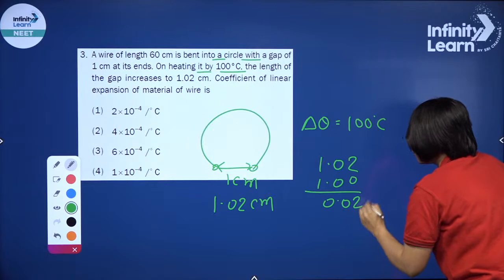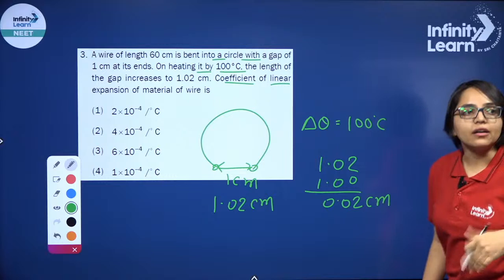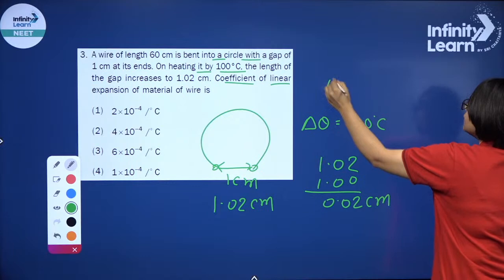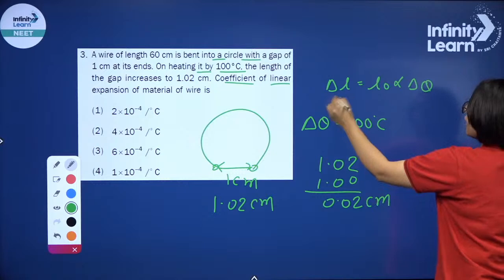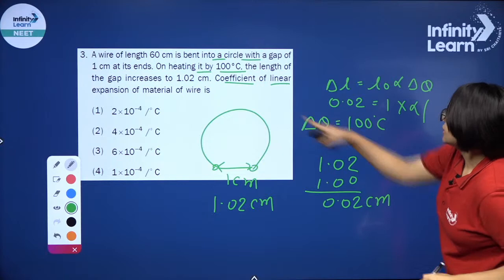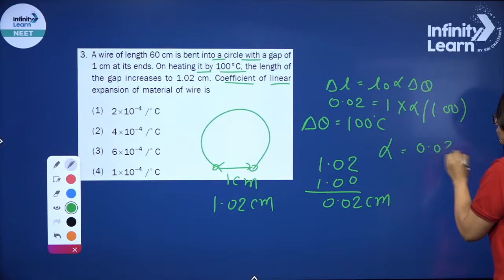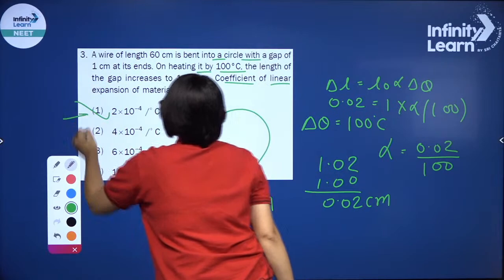Right? So, what is the coefficient of the linear expansion of the material of the wire? तो यह जाएगा change in length, delta L is equal to L naught alpha delta theta. Delta L is 0.02, L naught is 1 into alpha, delta theta is 100. तो यहां से बच्चों अल्फा विल बी 0.02 डिवाइडेड बाय 100 एंड दैट इज इक्वल टू 2 इनटू 10 पर माइनस 4 पर डिग्री सेल्सियस व्हिच इज ऑप्शन 1.